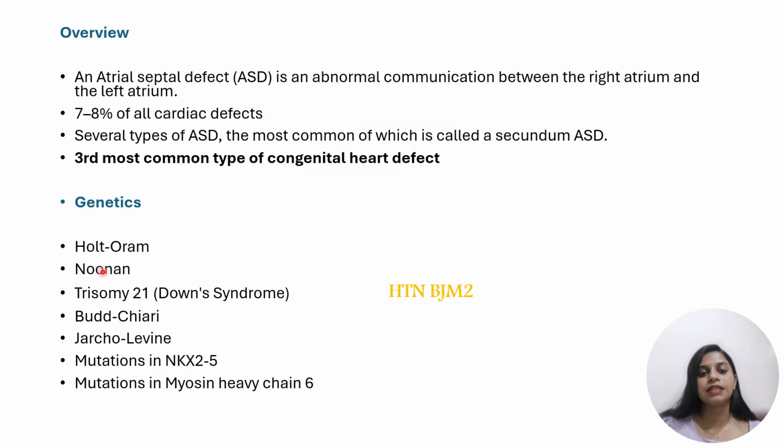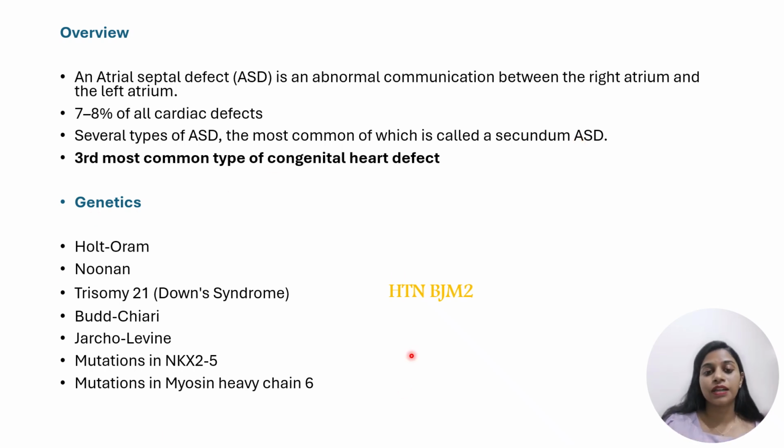What is an ASD? It's a common type of congenital heart defect. It is the third most common type of congenital heart defect, contributing 7 to 8% of cardiac defects. There are different types of ASD. As I told you, most of the ASDs will happen in the center portion of the interatrial septum, that is called the secondary ASD. Secondary ASD is the most common type, and there are some genetic or syndromic associations of atrial septal defects. In some specific syndromes, the chances for an ASD to happen are very high.